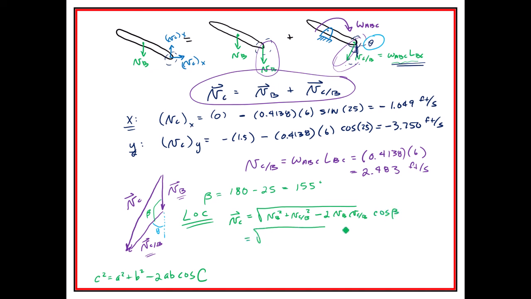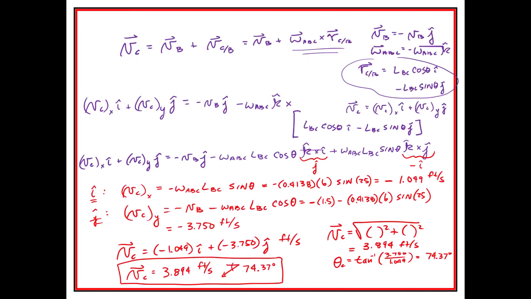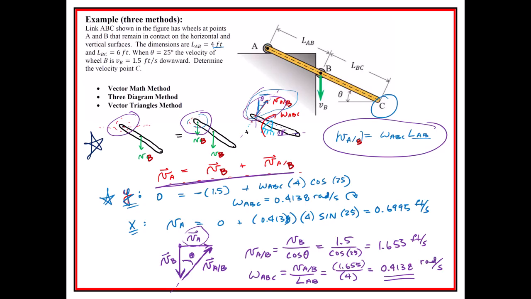And if we do all of that, we're able to find 1.5 squared plus 2.483 squared minus 2 times 1.5 times 2.483 times the cosine of our 155 degrees, and we end up finding it's 3.894 feet per second, which is the same thing that we got using this other method in the previous video right there. So isn't that exciting?